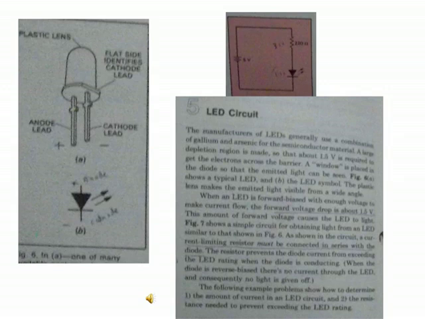So this LED is connected in series with this resistor. The resistor's function is to limit the current flow through the diode so that the diode cannot be overcharged. When the voltage level is more than the LED threshold voltage, the LED light will be produced. For example, if the LED voltage is 1.5 volt, when the voltage reaches 1.5 volt, the LED will produce light. This LED is utilized in electronic signal circuits as an indicator.